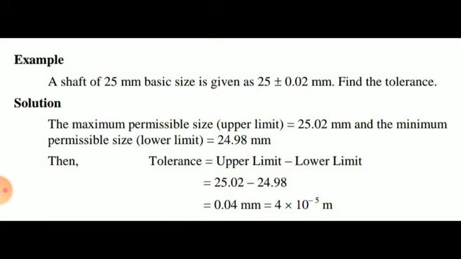The tolerance is equal to the difference between the upper limit and the lower limit. So the tolerance will be the upper limit 25.02 minus the lower limit 24.98, which is equal to 0.04 mm. Or you can also calculate it like this: upper limit plus 0.02 minus the lower limit, minus into bracket minus 0.02 mm, which gives the same 0.04 mm. In meters, that will be equal to 4 into 10 raised to minus 5 meters.